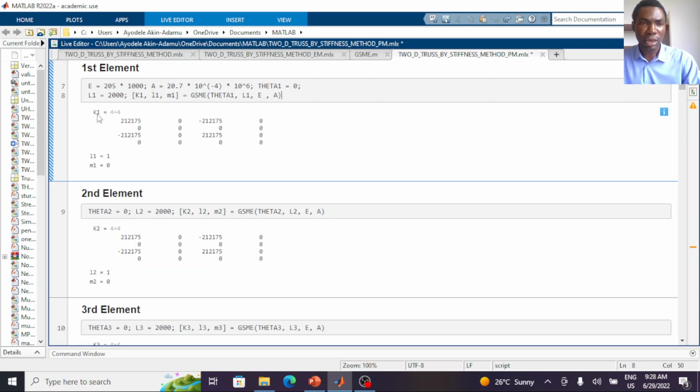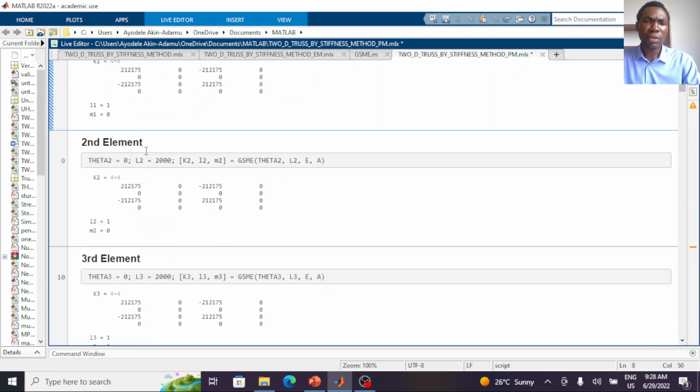You see the K1 matrix, the 4x4 matrix. You see L1 equals 1, that is cos 0 is 1. M1, that is sin 0 is 0. So this is calculated and stored in the Matlab memory. So these three output variables are now stored in my Matlab memory. So you do the same thing for all the elements. You do the same thing for element 2.